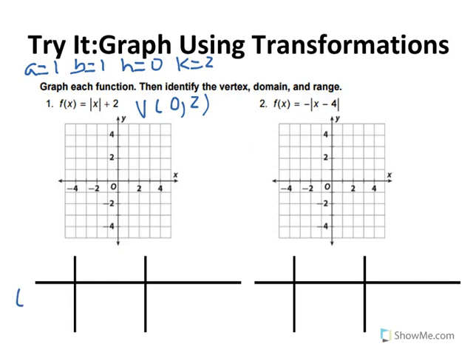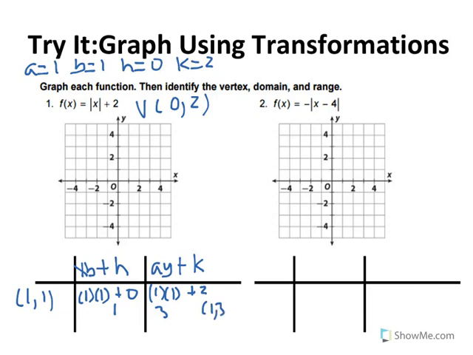So let's try our transform. We said it's xb plus h and ay plus k. So we have 1 times 1 plus 0, and 1 times 1 plus 2. So we have a point of 1, 3. And then we have negative 1, 1.